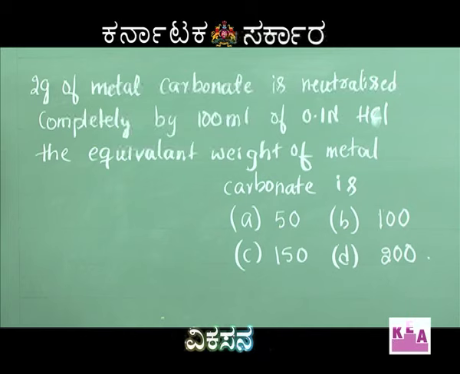Next question, 2 grams of metal carbonate is neutralized completely by 100 ml of 0.1 normal HCl. The equivalent weight of the metal carbonate is option A 50, option B 100, option C 150, and option D 200.